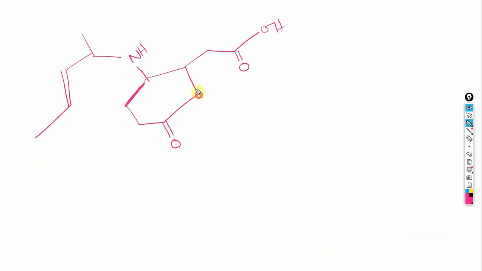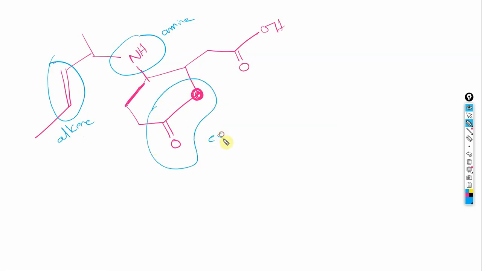So let's do one more example. So let's say we have a structure. So this is an oxygen. If we're given a molecule like this and we are asked to identify the functional groups in the molecule, so this is going to be an alkene. Here's an amine. And this is going to be an ester. And this is going to be a carboxylic acid.